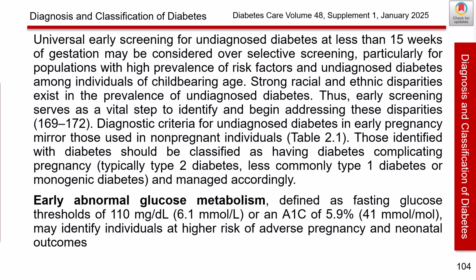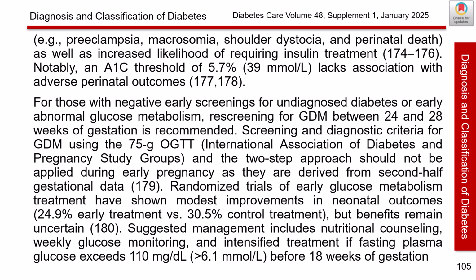Diagnostic criteria for undiagnosed diabetes in early pregnancy mirror those used in non-pregnant individuals. Those identified with diabetes should be classified as having diabetes complicating pregnancy, typically type 2 diabetes, less commonly type 1 diabetes or monogenic diabetes, and managed accordingly. Early abnormal glucose metabolism, defined as fasting glucose thresholds of 110 milligrams per deciliter, 6.1 millimoles per liter, or glycated hemoglobin of 5.9%, 41 millimoles per mole, may identify individuals at higher risk of adverse pregnancy and neonatal outcomes, for example preeclampsia, macrosomia, shoulder dystocia, and perinatal death, as well as increased likelihood of requiring insulin treatment. Notably, a glycated hemoglobin threshold of 5.7%, 39 millimoles per mole, lacks association with adverse perinatal outcomes.